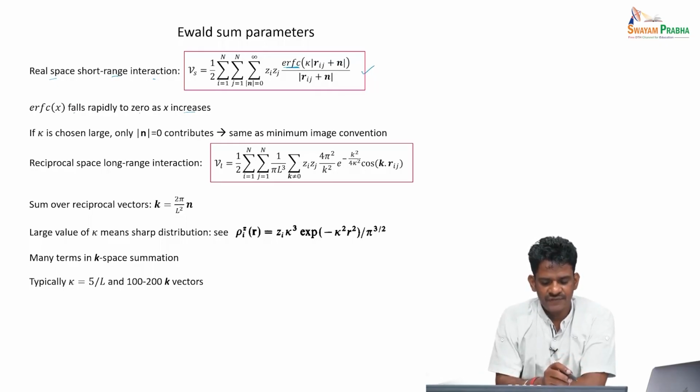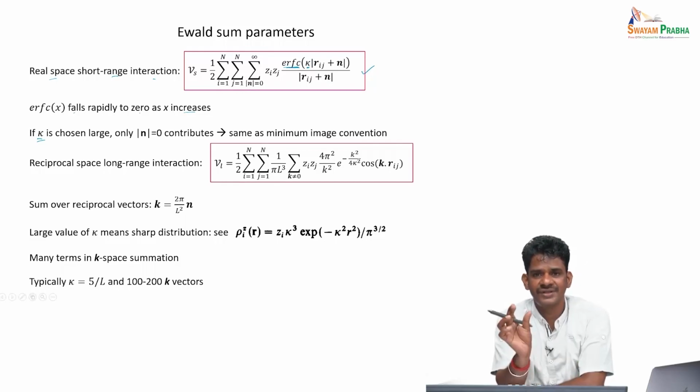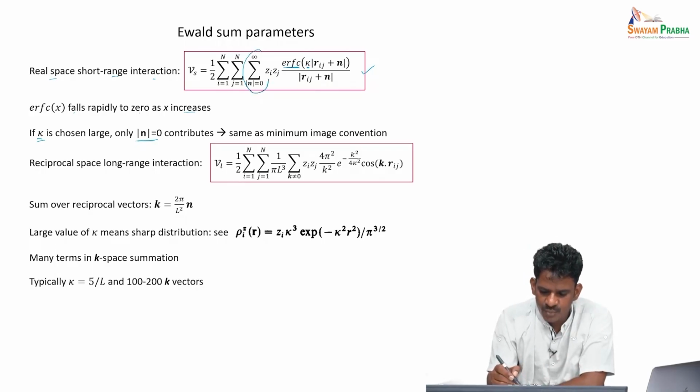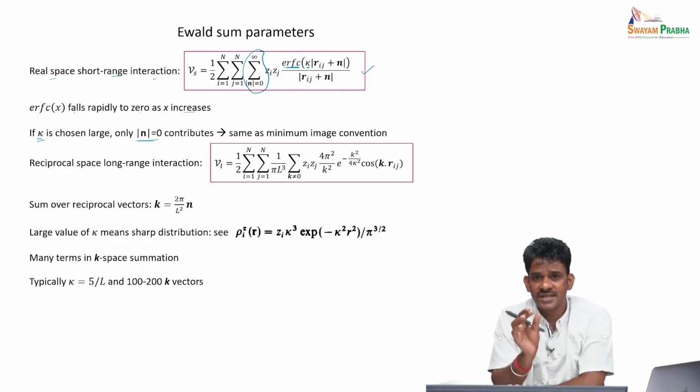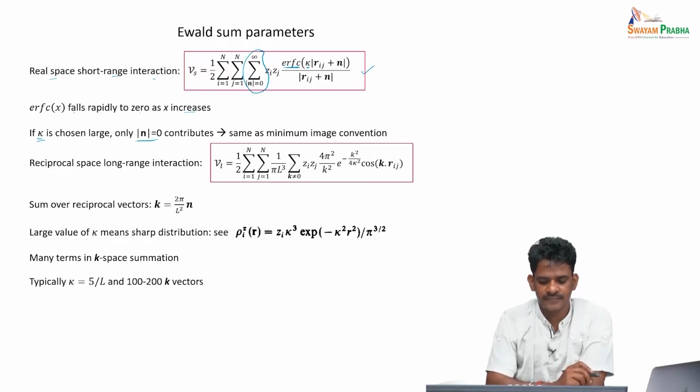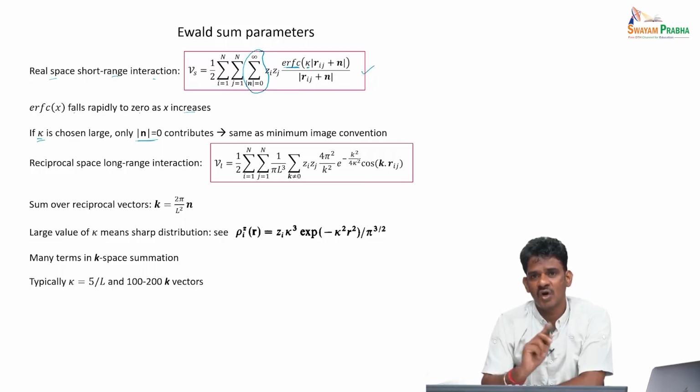The way you can achieve that is by choosing this kappa parameter to be large, because this is the one that controls the width of the distribution. So, when you keep kappa large, then the imposed charge distribution becomes very narrow, and the implication of that is only the term where the modulus of n equals 0 contributes. That means in this particular summation, you do not have to really sum over all the neighboring boxes, only the central simulation box will contribute maximally when you choose kappa large. So, just keep the central simulation box.